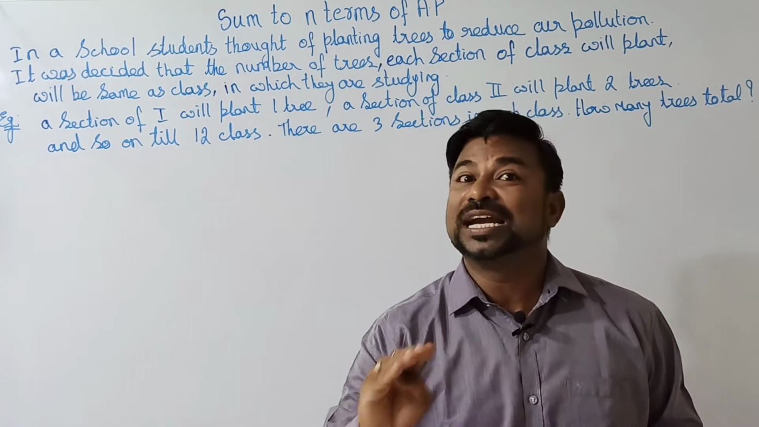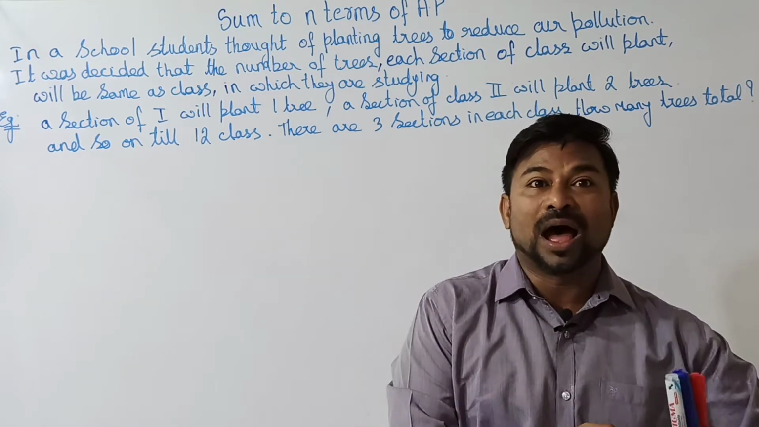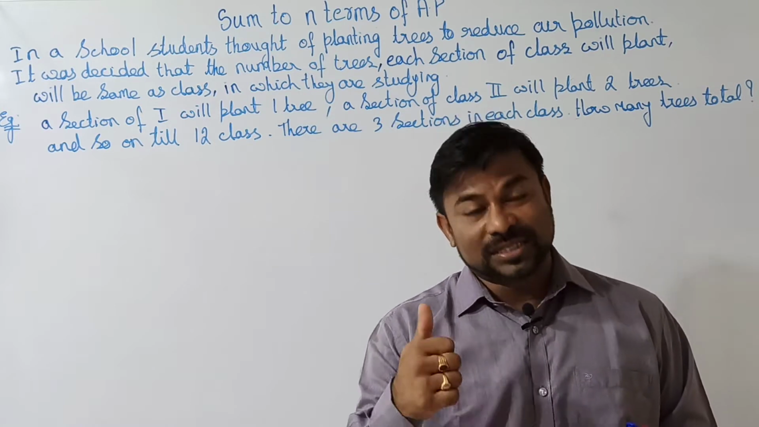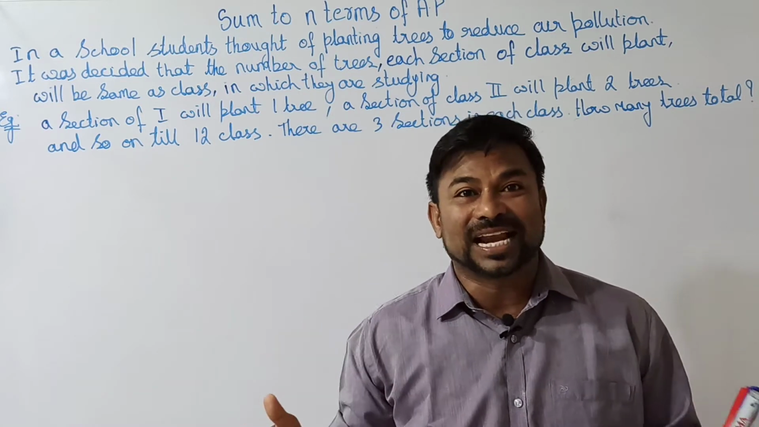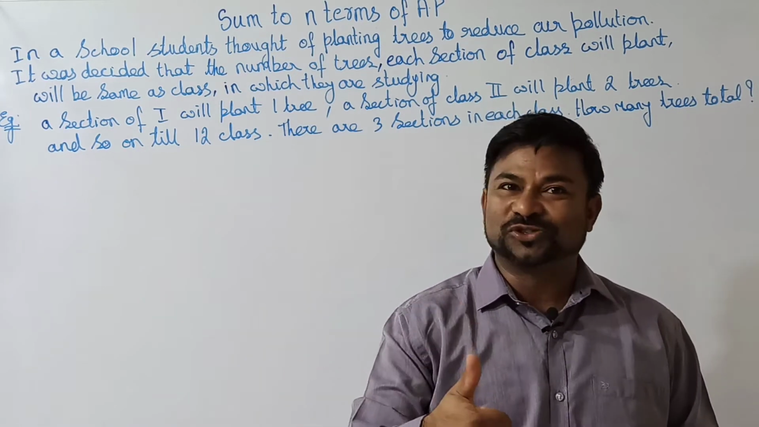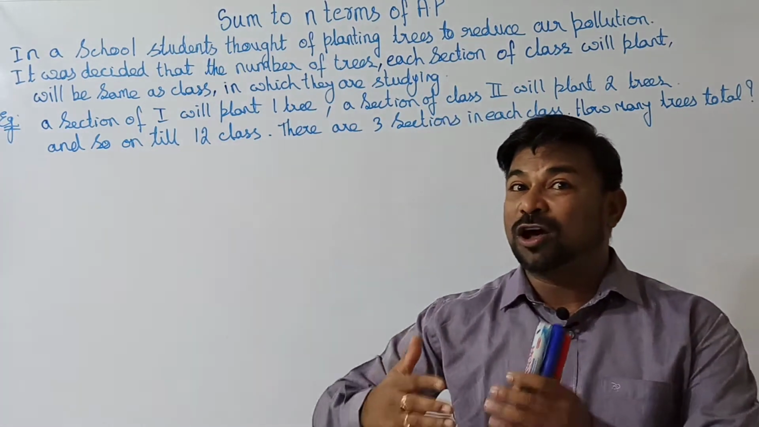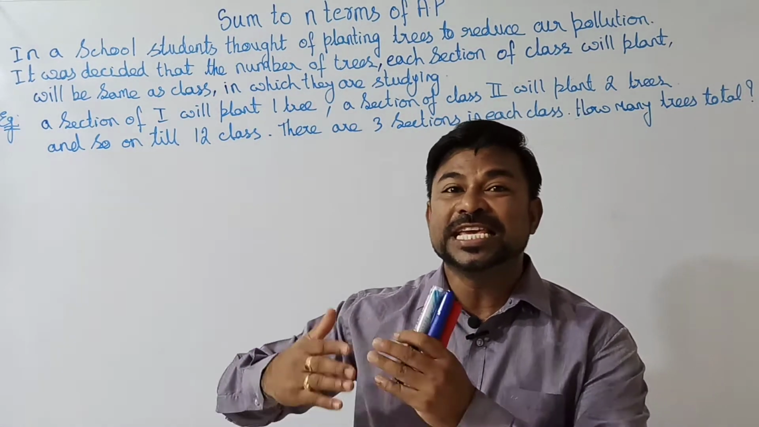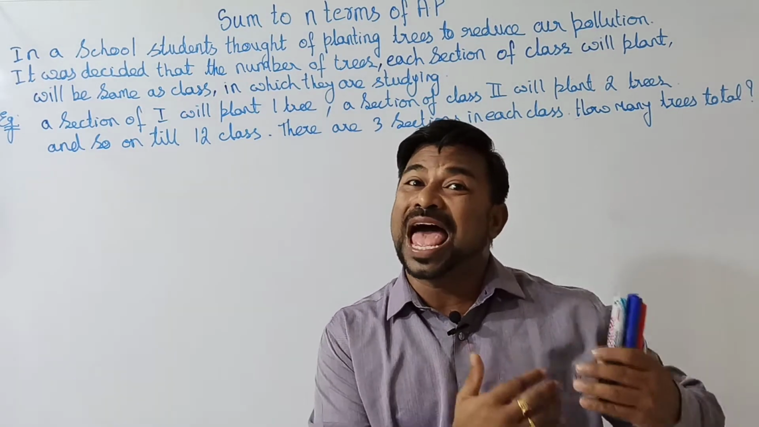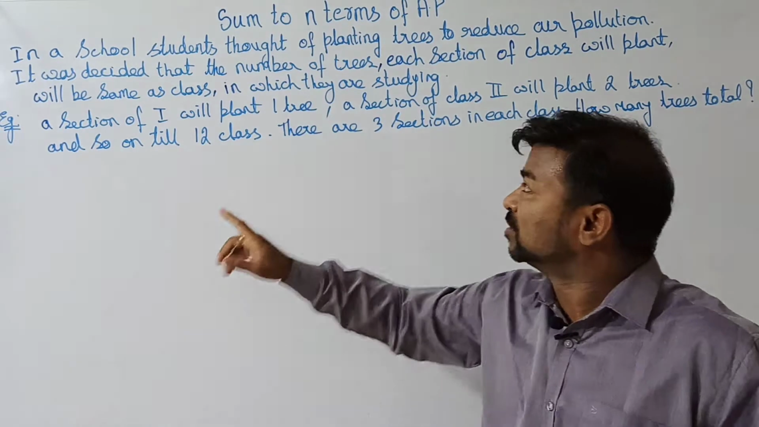Suppose they are studying in the 4th class, they are supposed to plant 4 plants or 4 trees according to the condition. Suppose they are studying in the 6th class, according to the condition, they are supposed to plant 6 trees. That is the condition. I hope you are able to understand that. The number of plants planted by each class is equal to the class in which they are studying. That's the important logic we are supposed to remember.